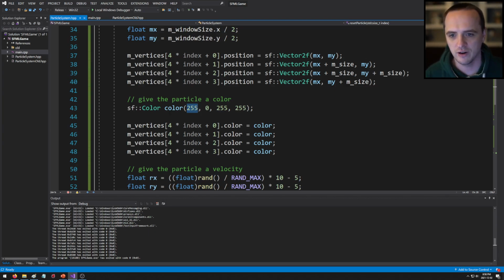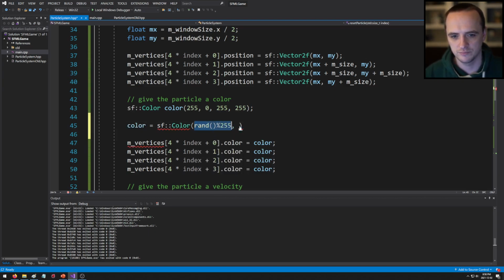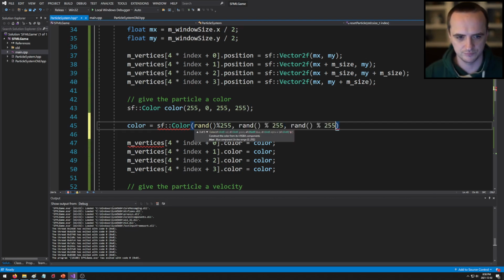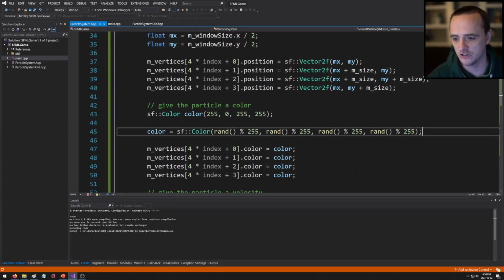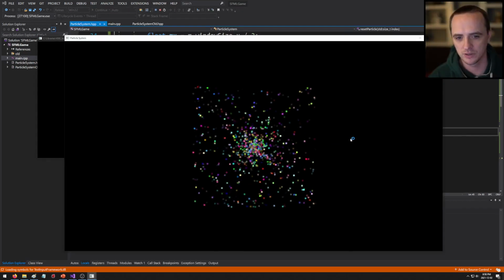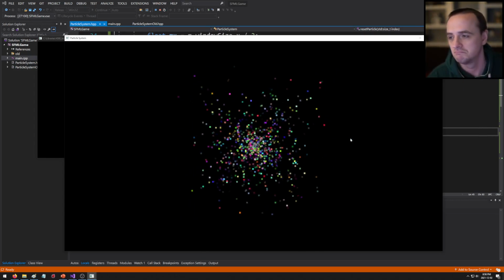So what I could do here is, I'm going to leave that there, but I'm going to say color equals SF color. Here I'm going to have rand mod 255, and I'm just going to do that for each of them. So it's going to be given a random red, green, blue, and alpha value. So it's going to be a completely random color for each particle. And that might look pretty cool, right? Actually, it does look kind of cool. It's pretty neat.